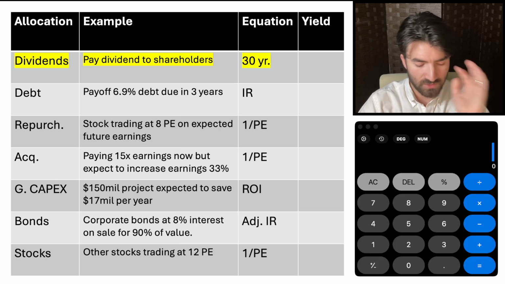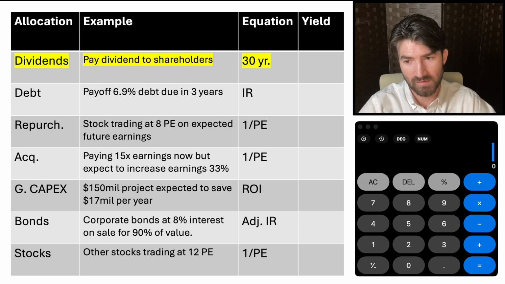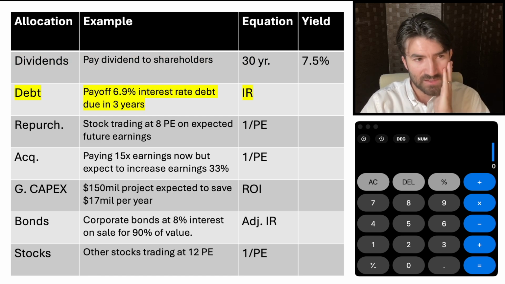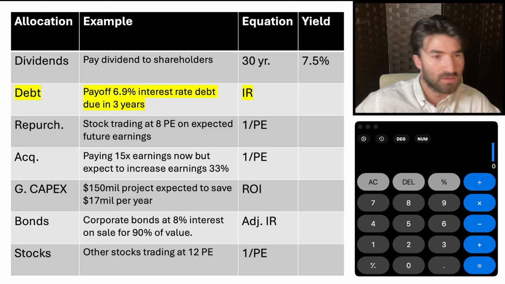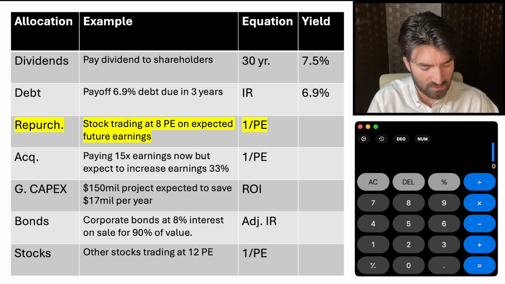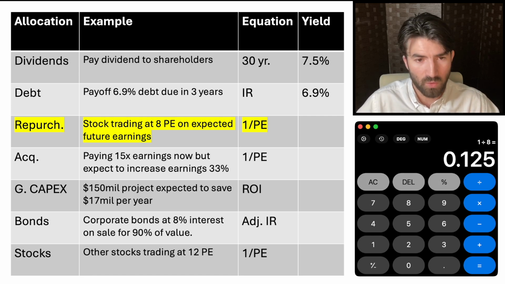All right, dividends, 30-year interest. Right now it's 7.5%, so I'm going to say 7.5% for dividends. All right, debt. In this scenario, the company could pay off 6.9% interest rate debt due in 3 years. The due in 3 years has no bearing here from a math standpoint. It might influence the decision psychologically, but anyway, the yield is 6.9%. All right, repurchases. Their stock is trading at an 8 PE on expected future earnings. So that would literally just be 1 over 8, which is 0.125, or 12.5%.